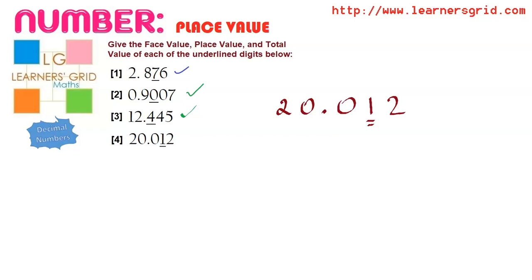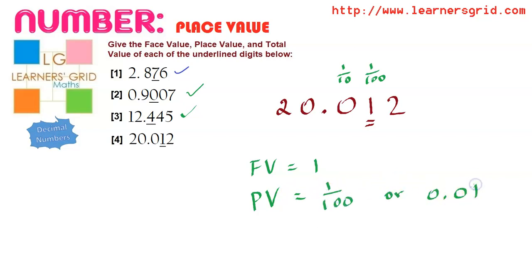And for the last one, we've got 20.012. We're supposed to focus on this digit right here. And that is, well, this is the tenths and this is the hundredths. So face value, that's easy, that's 1. Place value, that is also relatively straightforward. Or I can have 0.01, 2 decimal places, because there are 2 zeros in the fraction.